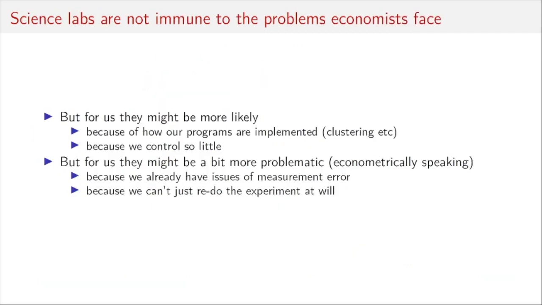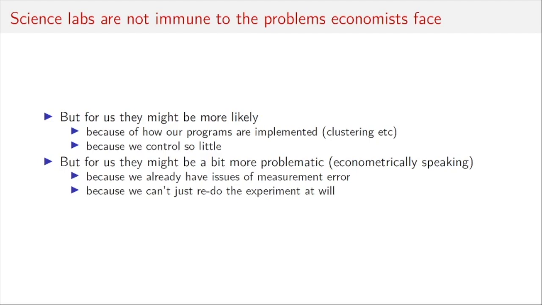Now, science labs are not immune to the problems that we face as economists. However, for us, they may be a little more likely. Why is that? Because of the way our programs are implemented. Economics programs tend to be implemented by clusters, let's say in a given city or in a given neighborhood. This tends to make randomization less than perfect. In addition, we have very little ability to control what is going on with our sample.